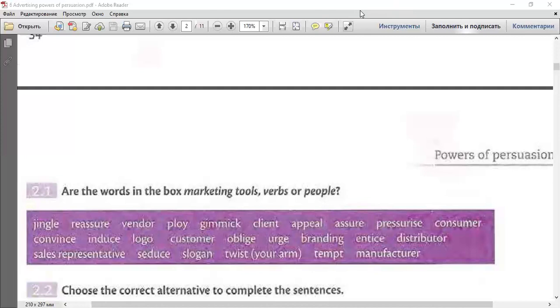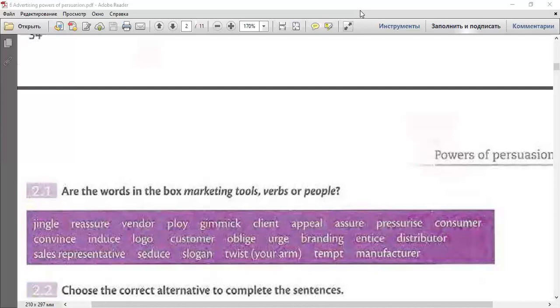Okay, so the verbs, they're reassure, appeal, assure, okay, pressurize, convince, induce, right, oblige, urge, entice, seduce, twist, like twist your arm, and tempt.